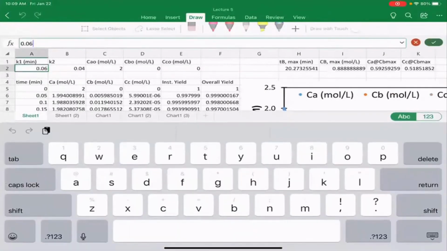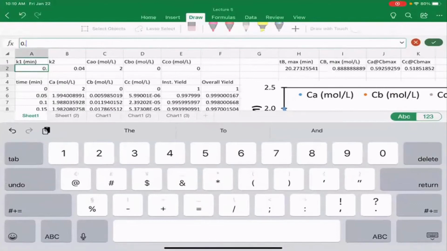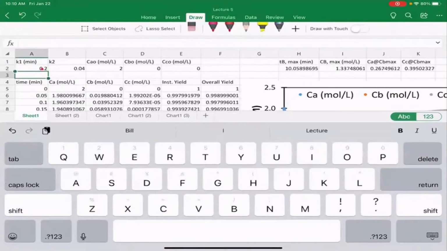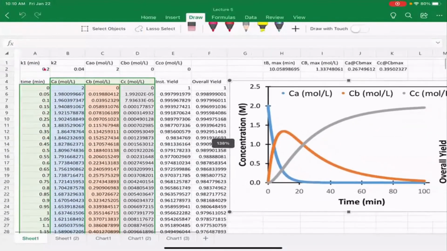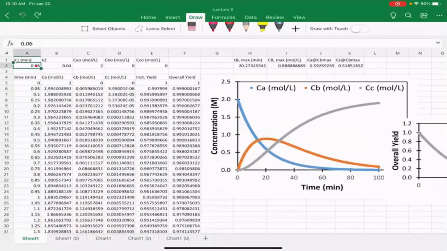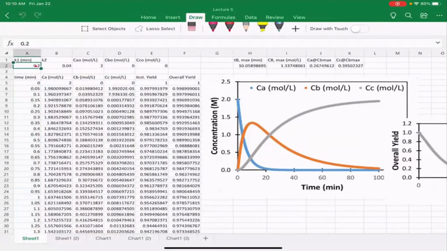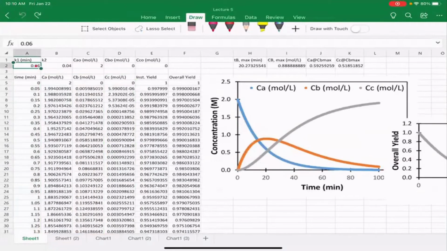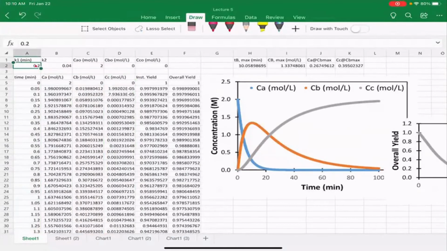So someone might say, let's increase the rate of reaction for K1. So I'll do that, right? And let's see what that does. So I'll zoom out so that way it makes a little bit more sense, right? And then let's undo that and redo that. And look, I mean, the maximum concentration of B increases.